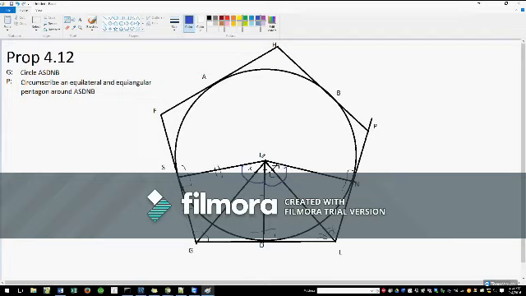But the angle STD is bisected by the line TG, and the angle DTN by the line TL. And therefore the angle STG is equal to the angle LTN.